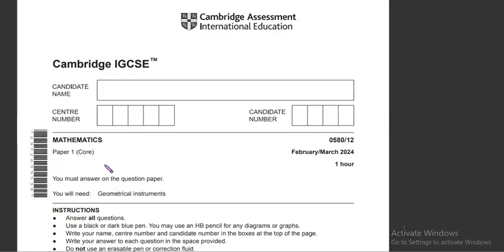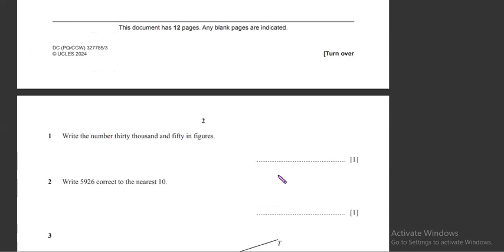Hello, we will now discuss paper 1 of variant 2 in 2024 February-March series. So then let's get started with the first question that we have here.